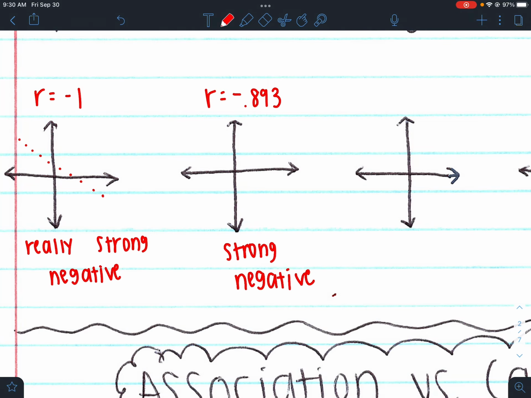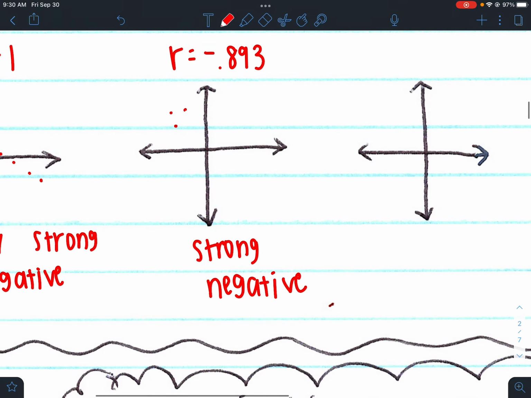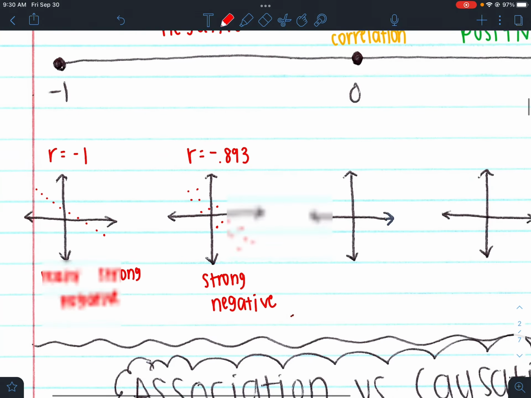but it's not going to make a completely straight line because there's variability here. So you might have scatter plot data, but it's going to be a little more spread out. You can kind of tell that it's negative, right? You can tell based on where the points are headed that it is more of a negative correlation, but the points are going to be more spread out at this point.